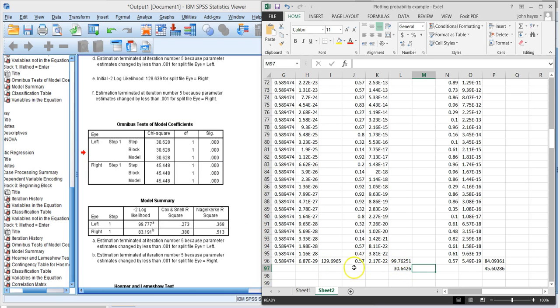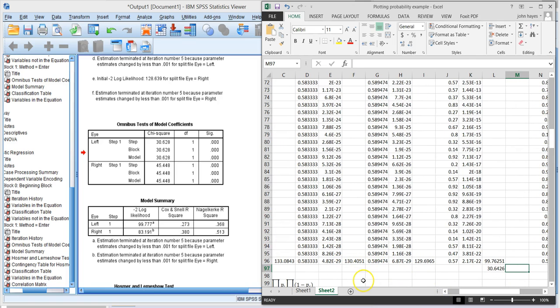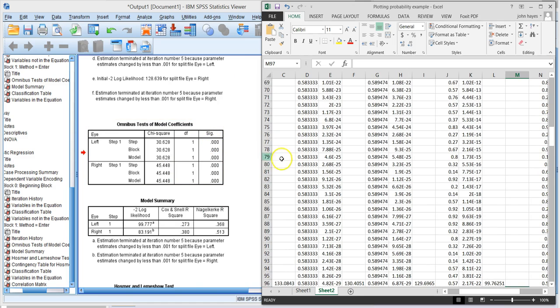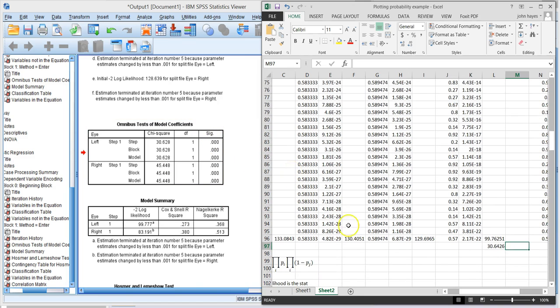The null hypothesis is that there was no effect, which is 130, and we got 99. Is 99 significantly different from that? Well, it's a chi-square of 30 with 1 degree of freedom, and that's significant at p pretty small. So we reject the null hypothesis of no effect of pupil size. And that's what maximum likelihood is all about.